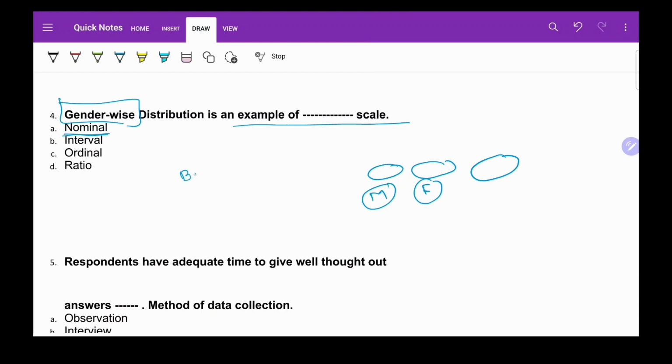Like blood group. Blood group of a patient comes under nominal scale of measurement. Since there is no chronology, no order, or no exact value, we just classify our data in the different groups. So gender wise distribution is one of that example. It is nominal scale of measurement.